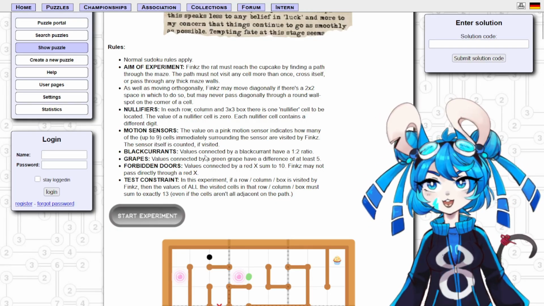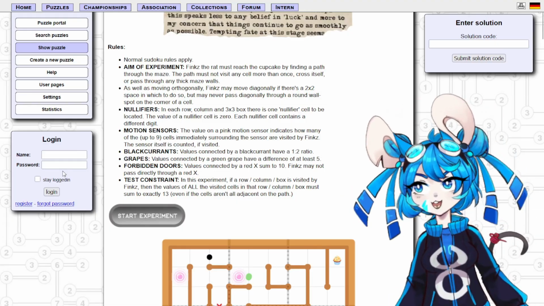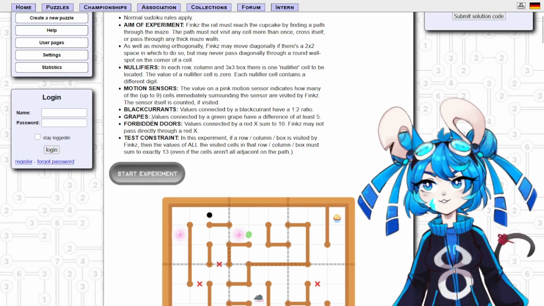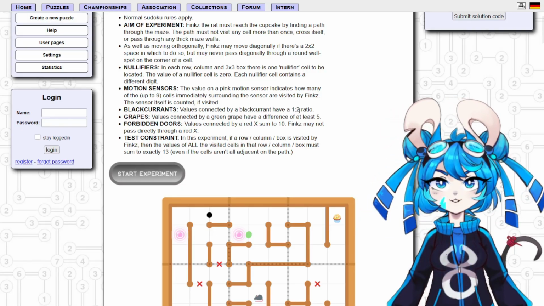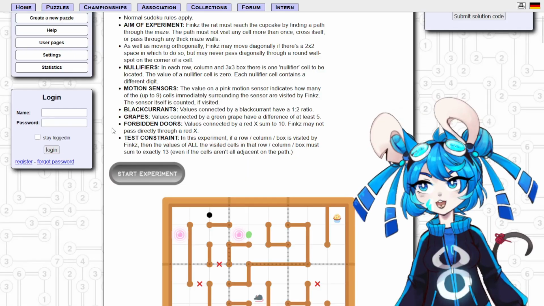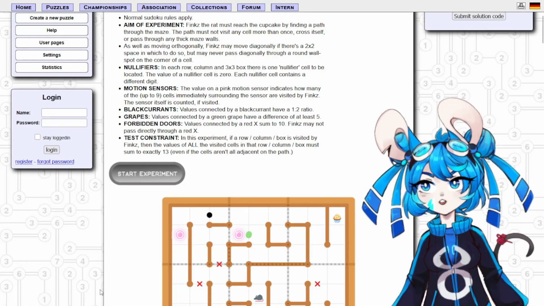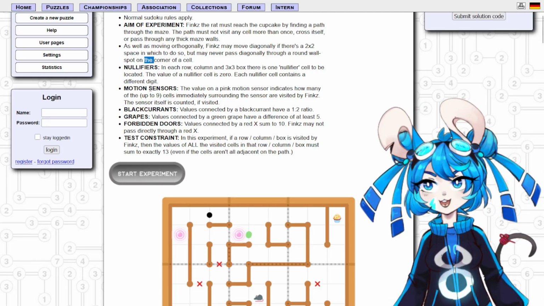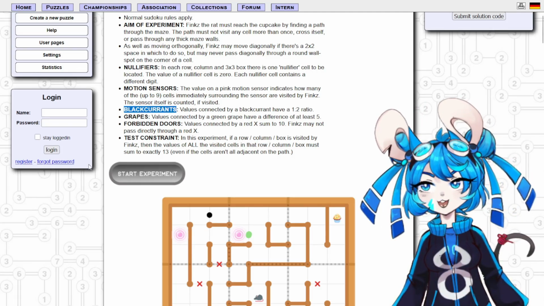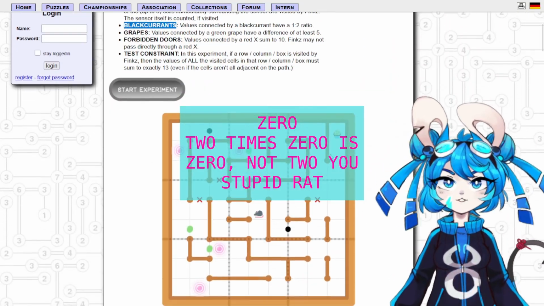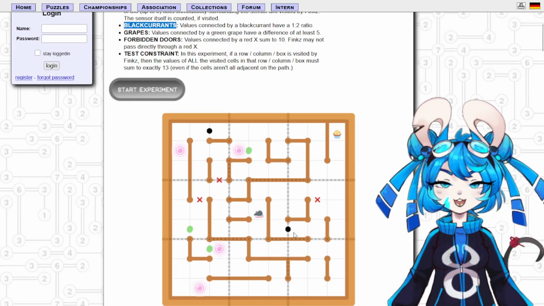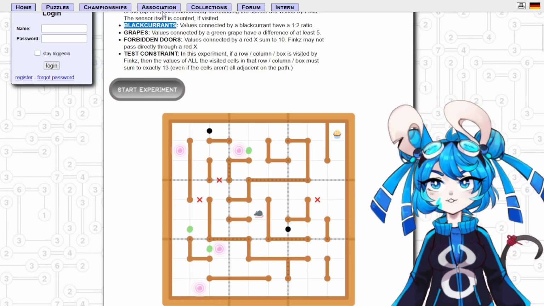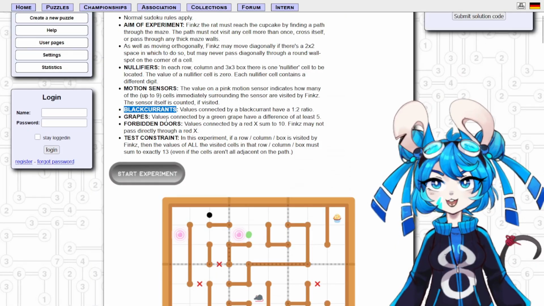Black currants: values connected by a black currant have a 1 to 2 ratio. One is double the other. We've done those before. Grapes: values connected by a green grape have a difference of at least 5. So they contain one high and one low digit. Oh yeah, it's worth noting that a nullifier cannot be next to a black currant because 2 times 0 is 0, which means it would be in between 2 nullifier cells, and in every case they would both be in the same row, so that can't happen.